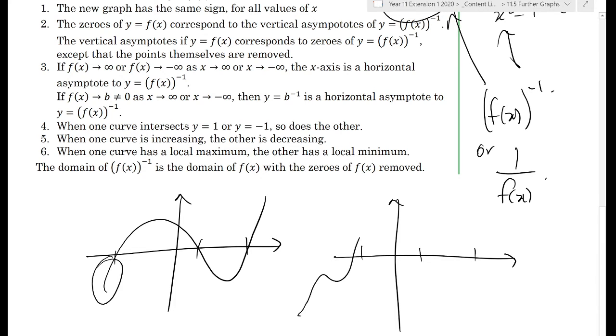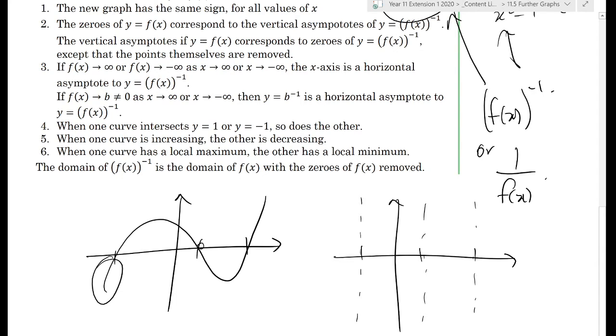I don't know what it looks like, but it's not going to be in the positive area at all. It's going to be negative, okay? So I'm going to put these in quickly because we may as well do this one as I go. So all of them are negative. Now the zeros of f of x correspond to the vertical asymptotes. So that's what I just did.